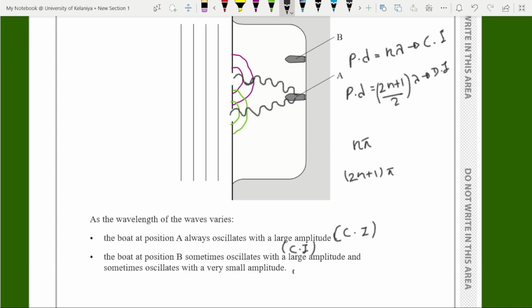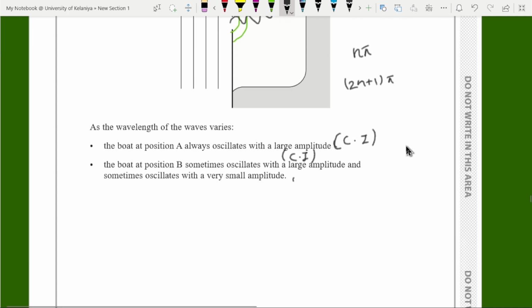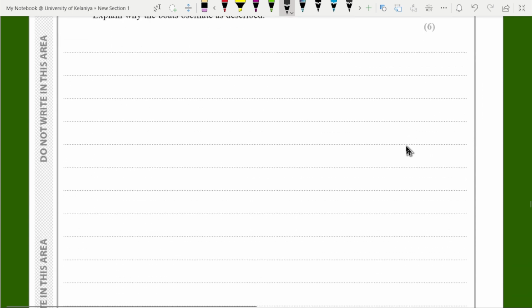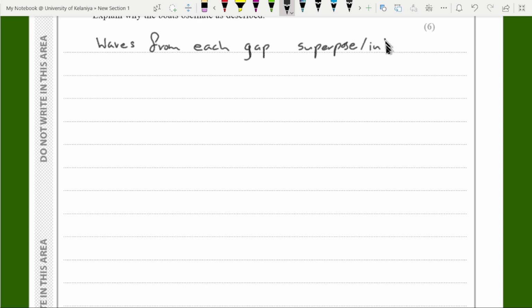Because it is a synoptic question, I'm writing over here: waves from each gap superpose, or interfere. We know that thing, and we have to mention that one.